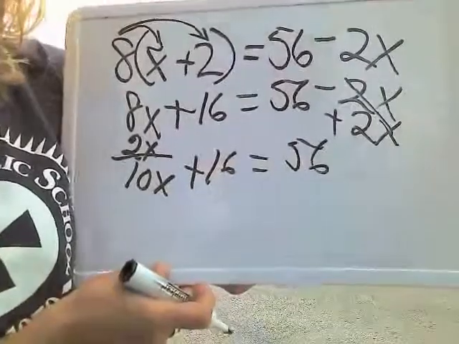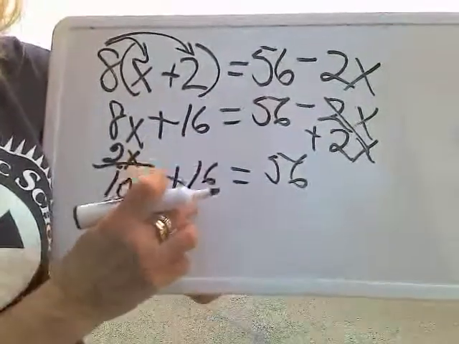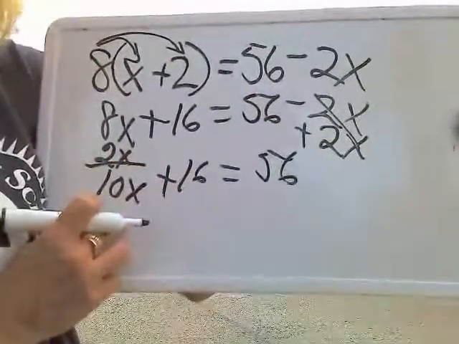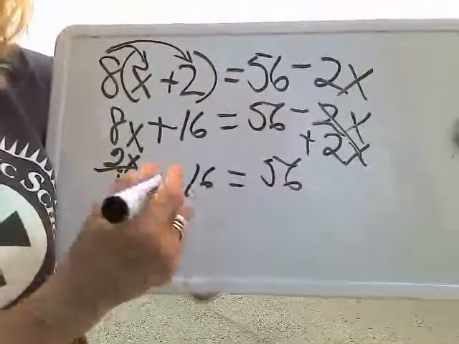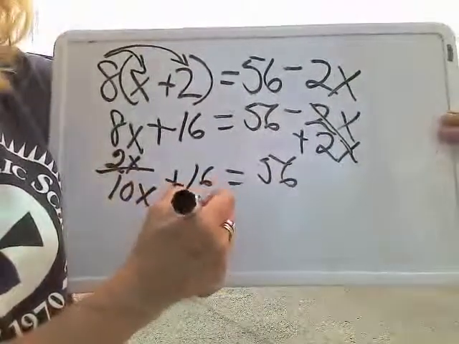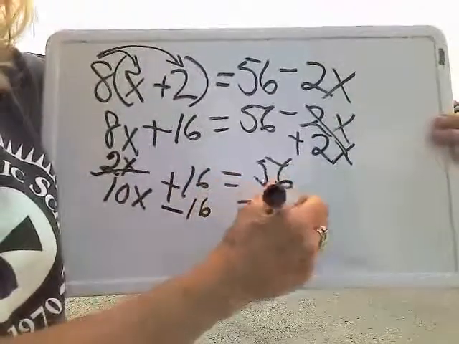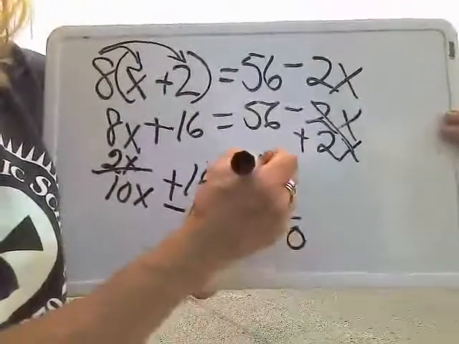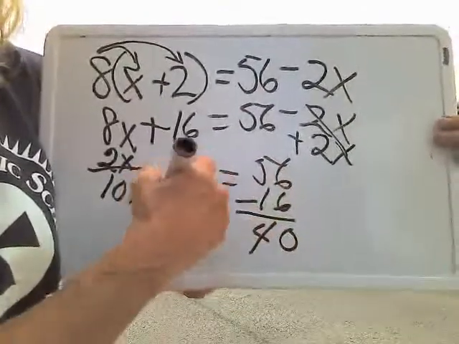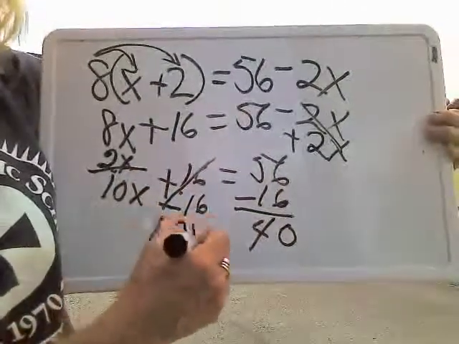Now I have a plain old two-step. Go to the side with the variable. Ta-da! Side with variable. Do the inverse operation. I'm going to subtract 16. Whatever I do on this side, I have to do on this side. 6 minus 6 is 0. 5 minus 1 is 4. Cancels out. I get my 10x.